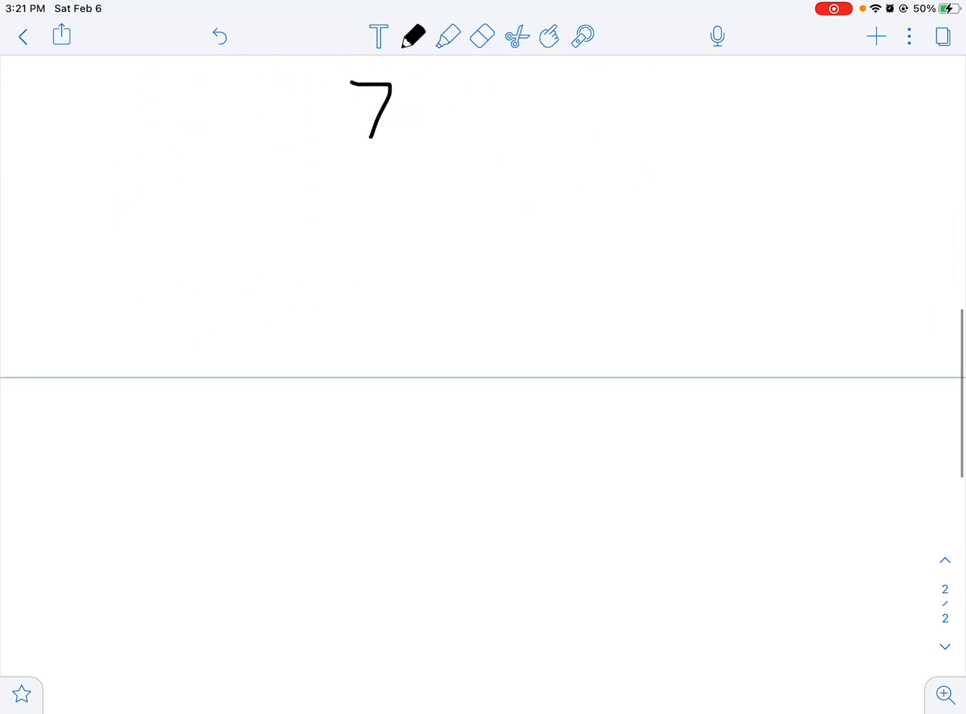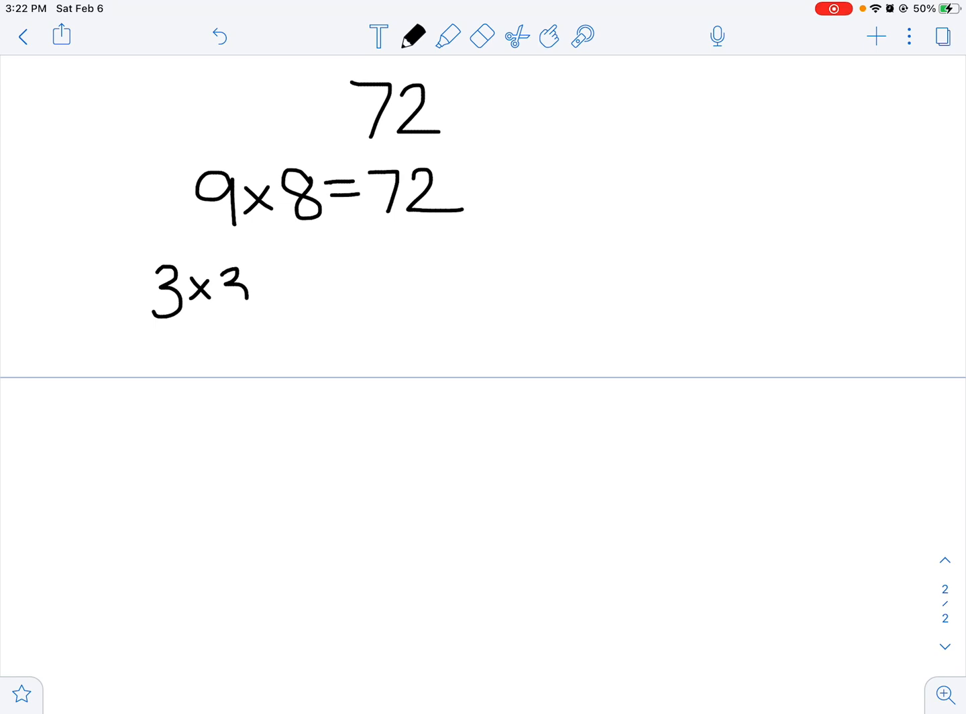What if I asked you about the number 72? And we're going to find the factors of 72. Okay? Think of the largest fact you know that makes 72. Hopefully you said 9 times 8 equals 72, which is true. Okay? So now let's try to break up one of those numbers into some smaller parts. Let's say we break up the 9. 3 times 3 equals 9, right? Times 8. So 3 must also be a factor of 72.